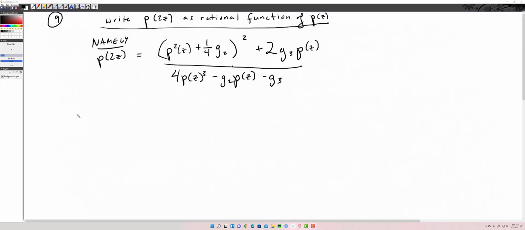Okay, so problem number 9. It says, according to exercise 4, and exercise 4 is the one that was talking about rational functions of P of z representing all even elliptic functions, the function P of 2z is a rational function of P of z. Prove that, in fact, this expression here is true.